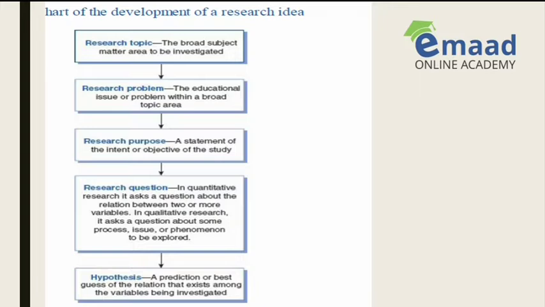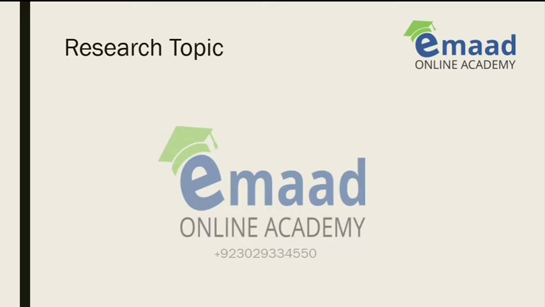And then after questioning, you create an answer that we can call a hypothesis. You have to suppose something. You have to predict that something will happen. A prediction or best guess of the relation that exists among the variables being investigated. So you create a hypothesis that if this happens, it will affect this in this way. So you create a relationship. Now let's look one by one at all these things with examples.